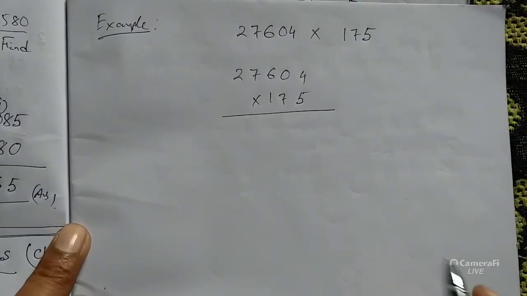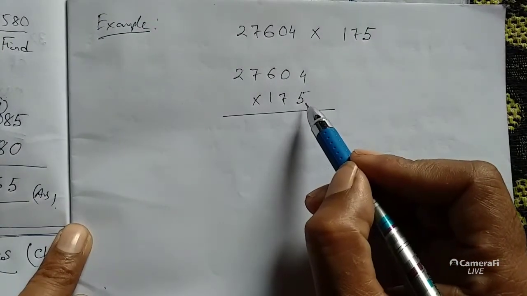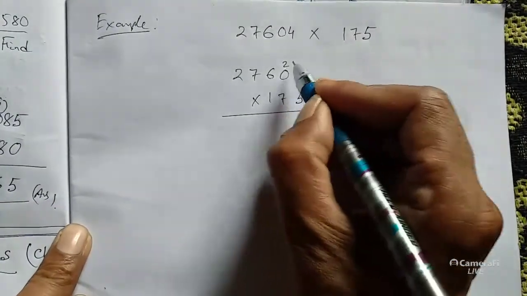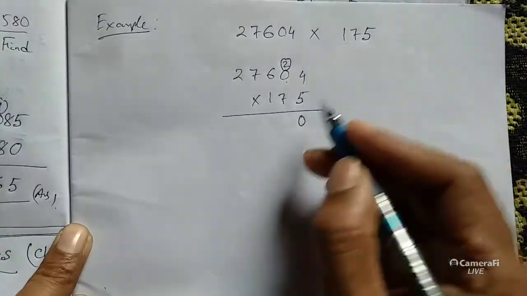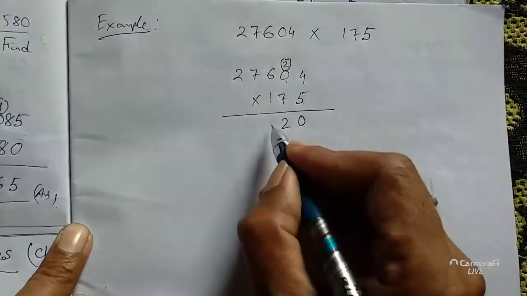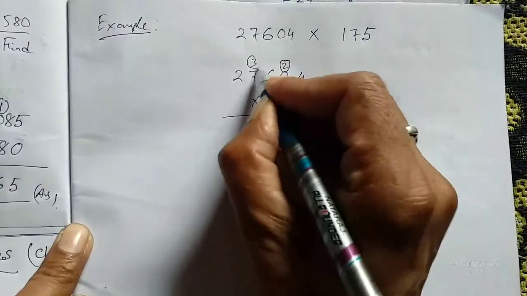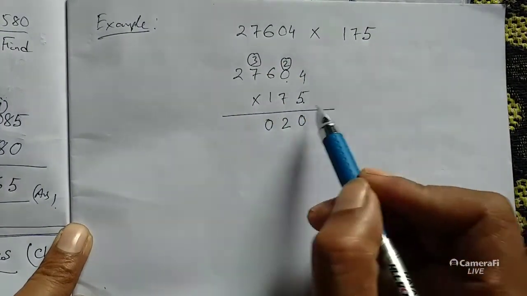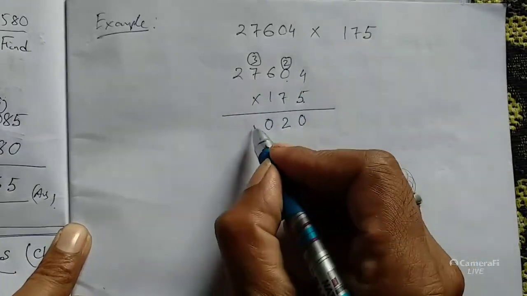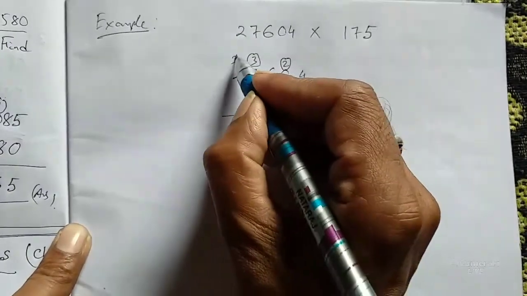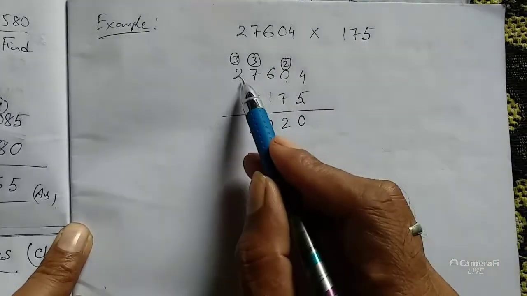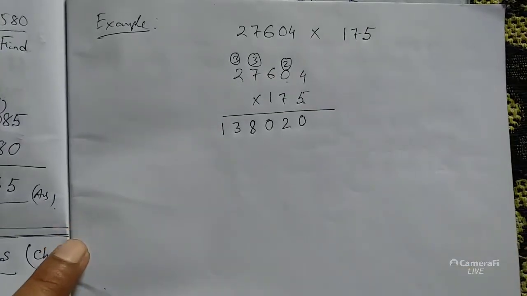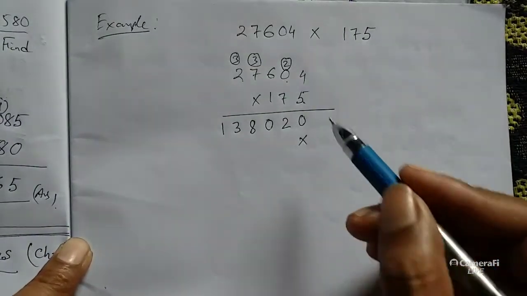Let us start the multiplication with the 5 table. 5 4 ja 20, 0, 2 carried here. 5 0 0 plus 2, 2. 5 6 ja 30, 3 carried here. 5 7 ja 35 plus 3, 38, 8 is here, 3 carried. 5 2 ja 10 plus 3, 13. This is complete. Now give a cross sign.